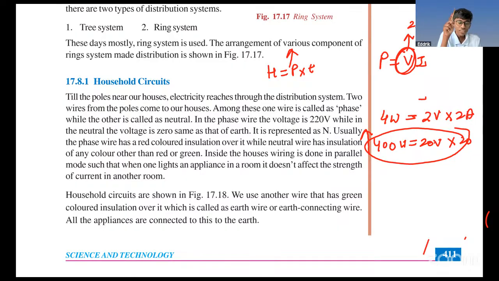So if H is equal to VIT and the voltage is doubled, then V dash will become 2V and I dash will become 2I. 2I makes it 4 into I into T, so 4 times the heat, 4 into H. Yes, that is the answer.